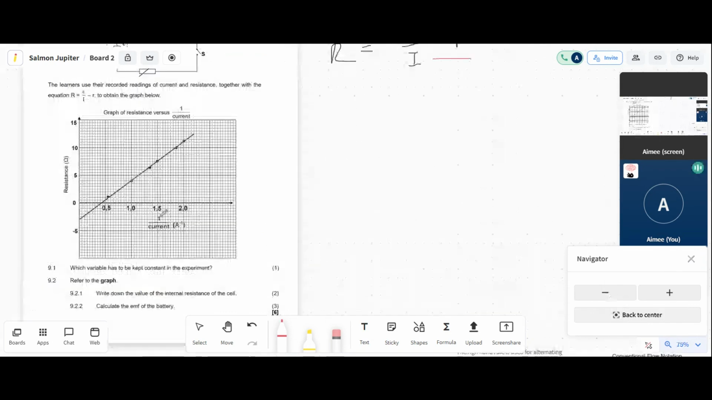So here, if you have a look, this is -5, so this is 1 block. This is 2 blocks. This is 3 blocks. Yes, it's on the negative side, but you don't have to report it like that. So here is your y-intercept. So small r is therefore equal to 3 ohms.